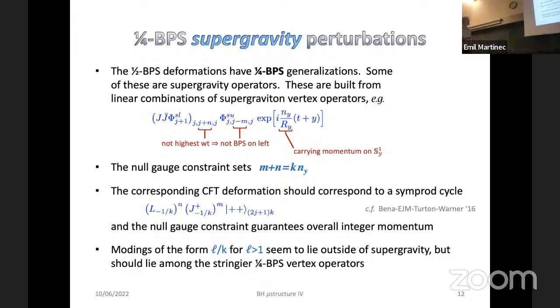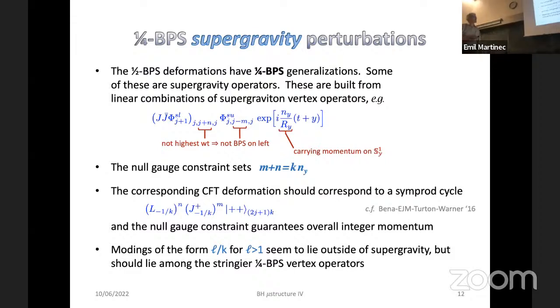So if you want to see an FT interpretation of what these should correspond to, a natural guess is that, if I take this k over to the other side, the y momentum that's carried by an individual perturbation here is 1 over k units times the integer quantization of momentum on the Y circle. So it looks like I'm exciting things by L minus 1 over k for this quantum number and J plus minus 1 over k for this quantum number.